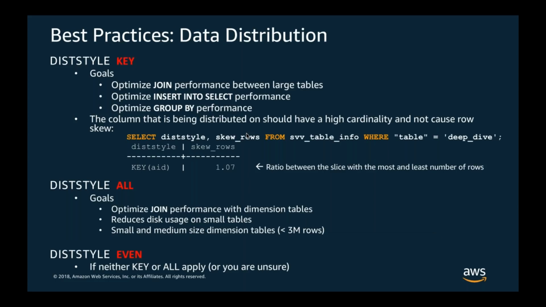And like I said earlier, if you're picking a column, you need to ensure that there is high cardinality so that it doesn't result in skewness, where one slice has more data than other slices in your cluster. There is a system table called SVV table info, where if you fire the particular query, there is a column called skew rows, which can tell you if there is data skewness. What that skew rows really does is that it gives you a ratio between the slice that has most data with the slice that has least data.